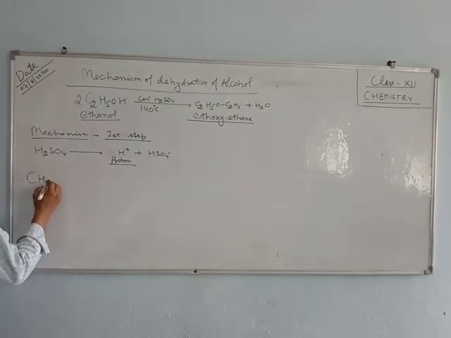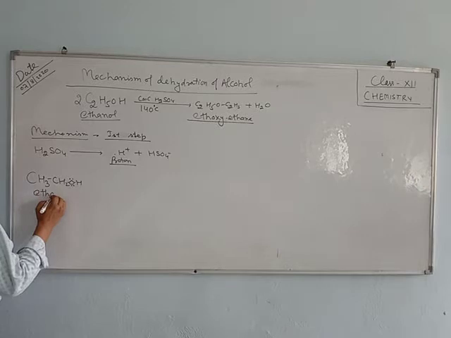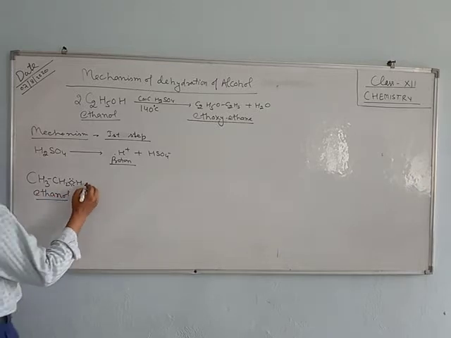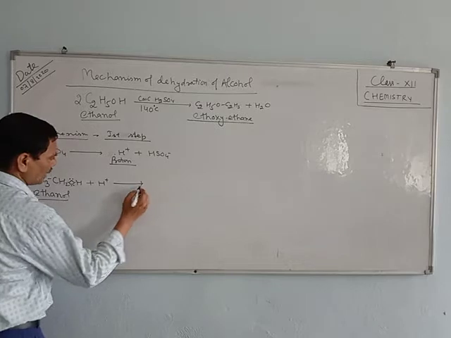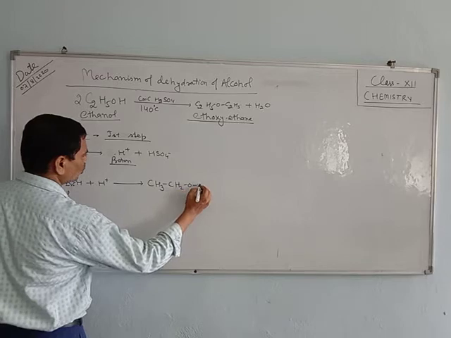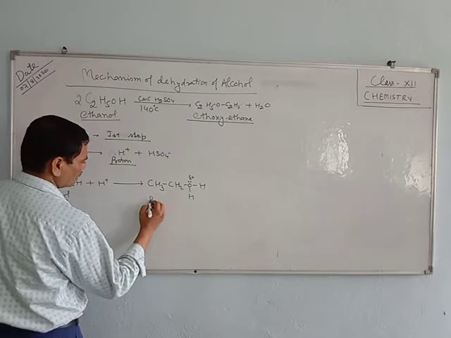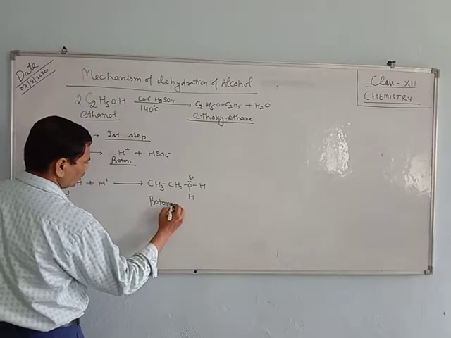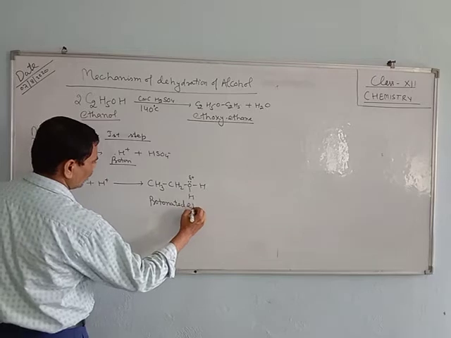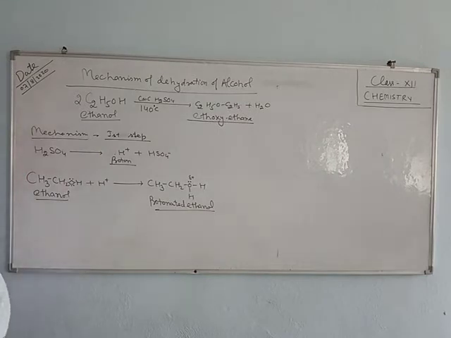CH3CH2OH. This is a molecule of ethanol, you can say ethyl alcohol or ethanol. And attack of the proton takes place on this oxygen atom to form protonated alcohol, CH3CH2OH2+. This one has a partial positive charge. This is protonated ethyl alcohol, protonated ethanol. The first molecule of ethanol has been consumed to form the protonated alcohol.